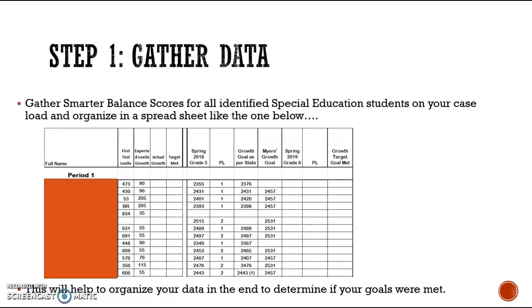So in order to do this, I instructed my special ed teachers to gather their data in an Excel spreadsheet much like this. This is one that we use for our Component 5. This is the Scholastic Reading Inventory that all of our students have to take, but this is the Smarter Balance information that includes their scale score and their performance level from grade 5. And this is their growth goal as outlined by the state.